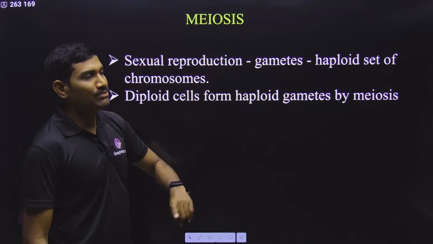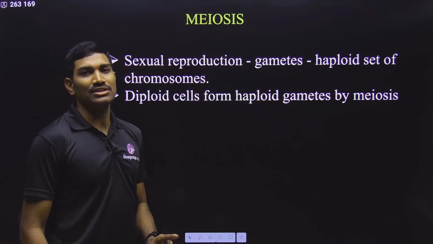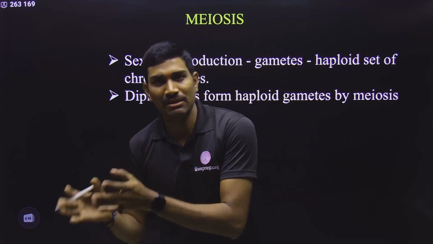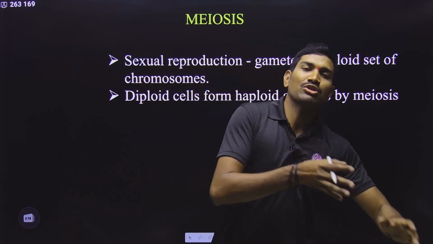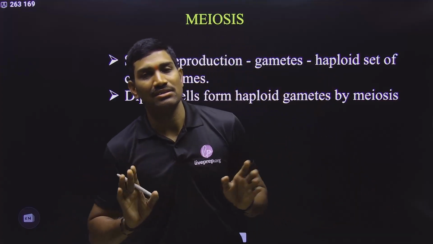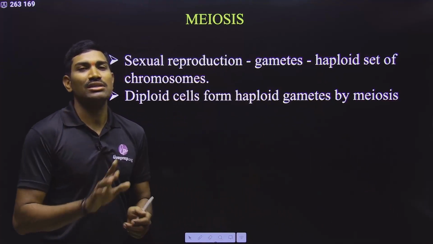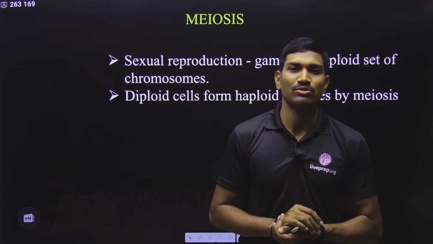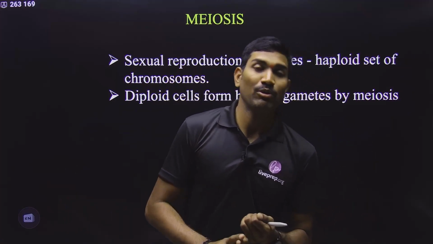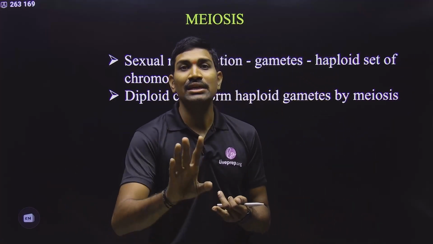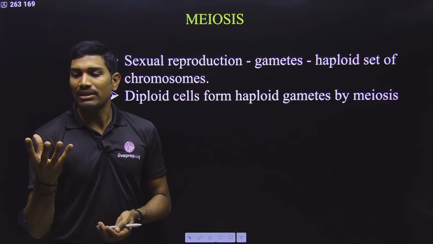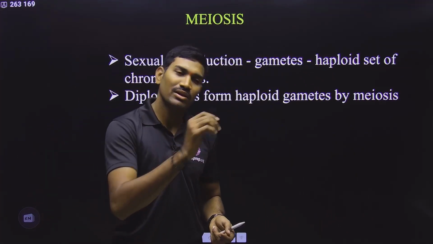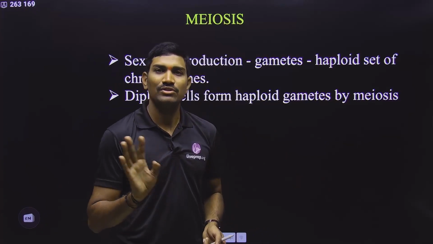Now please observe carefully. When meiosis occurs, what happens? The ploidy that is present in the parent cell will be reduced to half in the daughter cells. And please remember, meiosis does not occur in haploid cells. It should occur in diploid cells only. Mitosis occurs in both haploid and diploid cells, but meiosis occurs in diploid cells. So when the parent cell is diploid, the daughter cells will be half of this. Half of this means what? Haploid cells only.